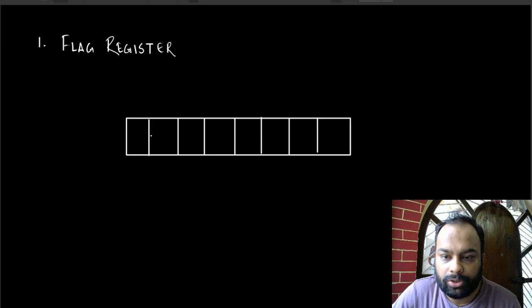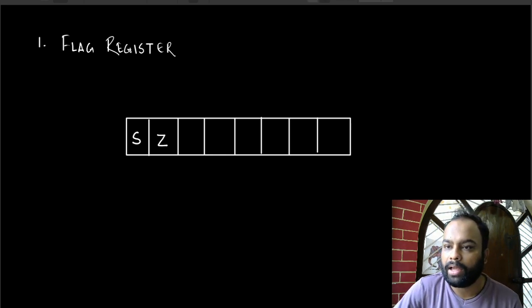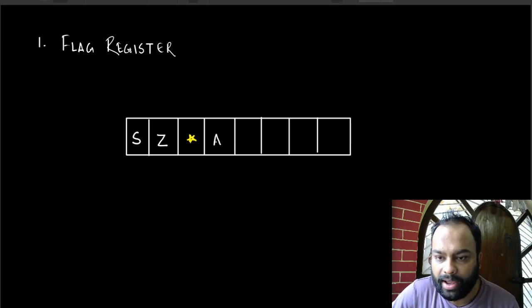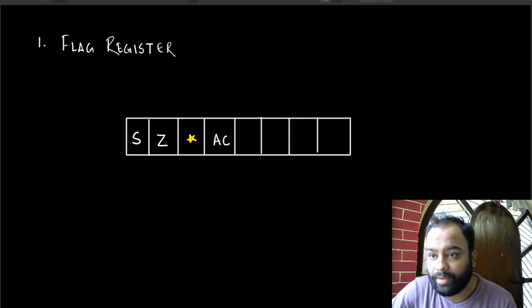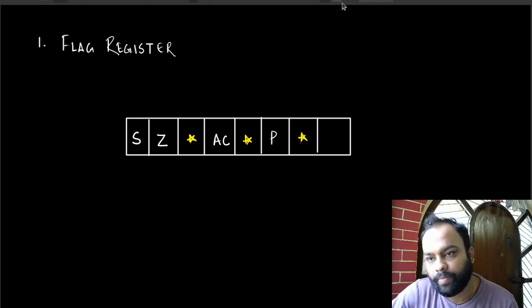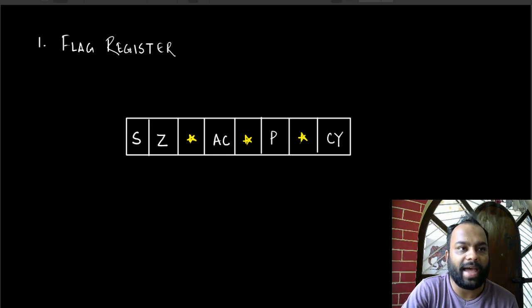All right, so we have the sign flag, the zero flag. Then we have a reserved case. Then we have an auxiliary carry flag, then we also have a reserved case once again, then we have a parity flag, and then we have the carry flag. All right, so these are the individual flag registers present in the 8085 microprocessor.